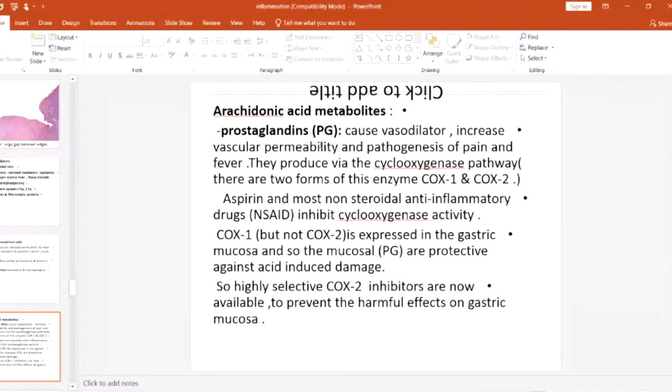Prostaglandin is also responsible for vasodilation, increased vascular permeability, and in the pathogenesis of pain and fever. Full stop. Students, from this slide you have to memorize that prostaglandin is a chemical mediator that stimulates vasodilation or increased vascular permeability and is involved in the pathogenesis of pain and fever.